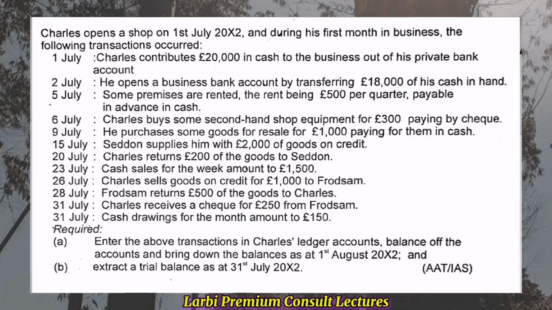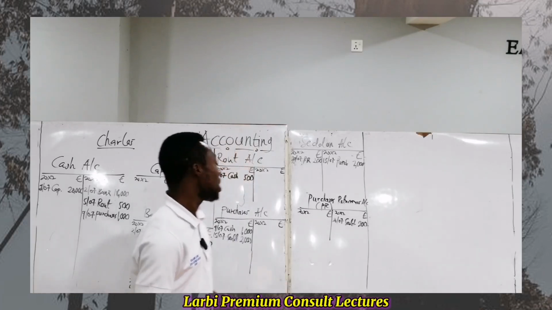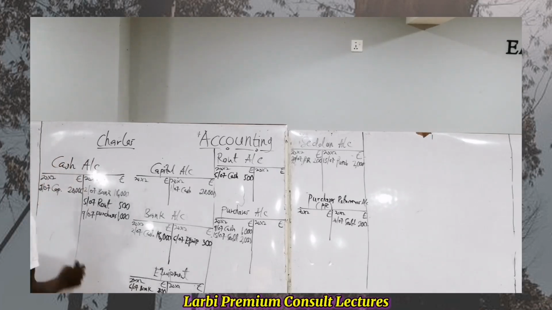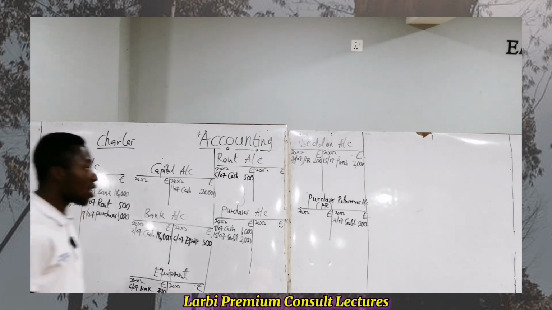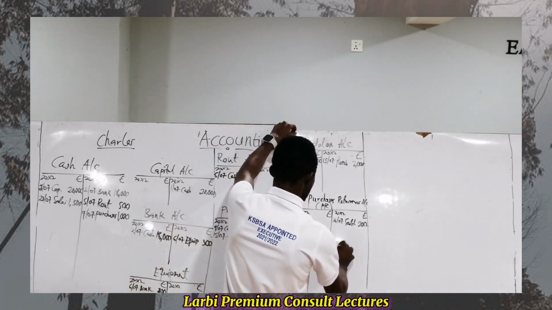Then July 23rd, cash sales for the week amounted to 1,500. So here we engage in sales and then was immediately paid by customers. So we received cash and then we sold some of our items that we bought for resale. So what happens here is that we are going to record cash sales, which was on 23rd of July, in the name of what? Sales. And the amount was what? 1,500. And then we go back and open an account for what? Sales. So sales account.